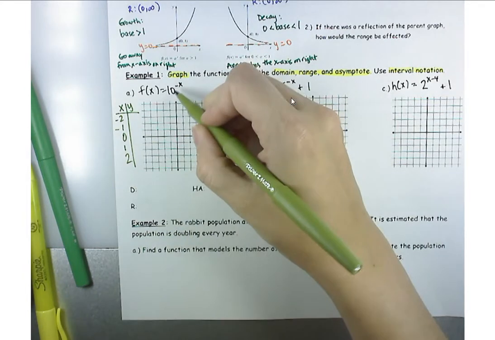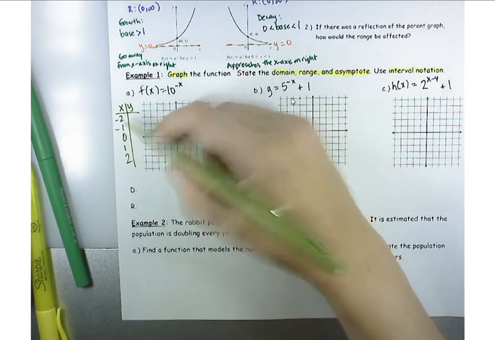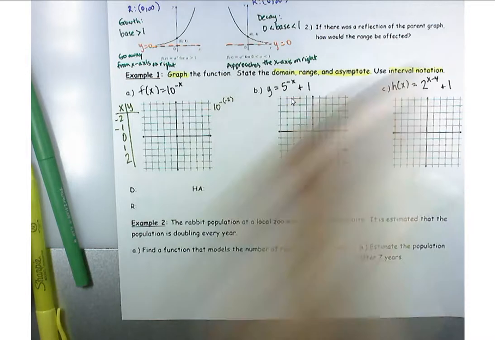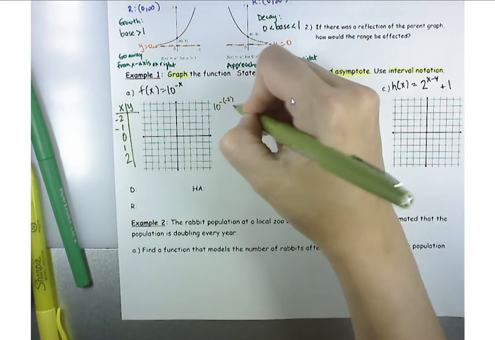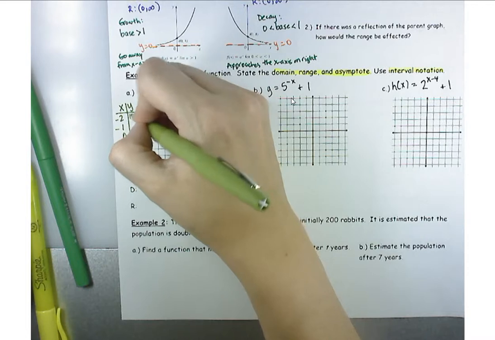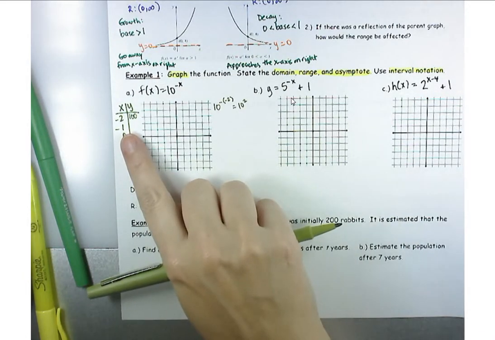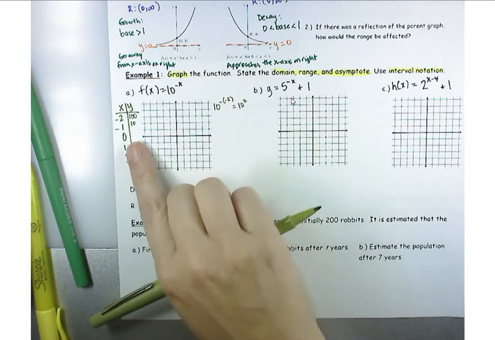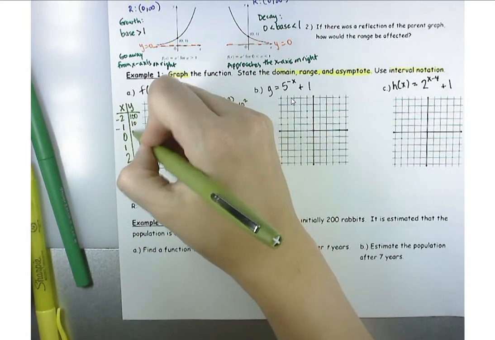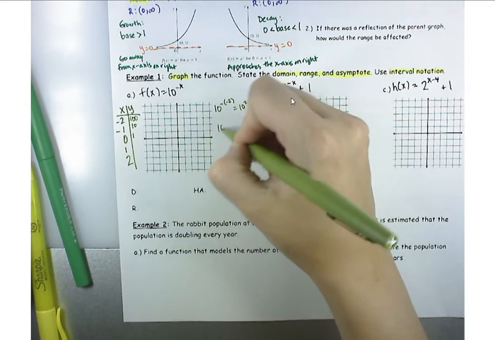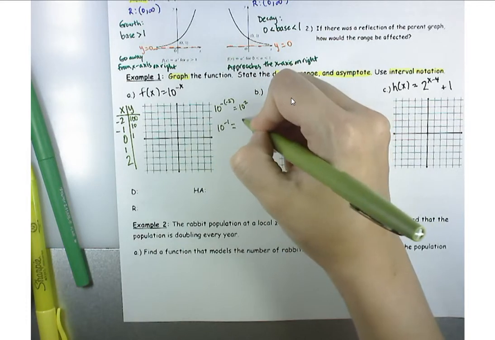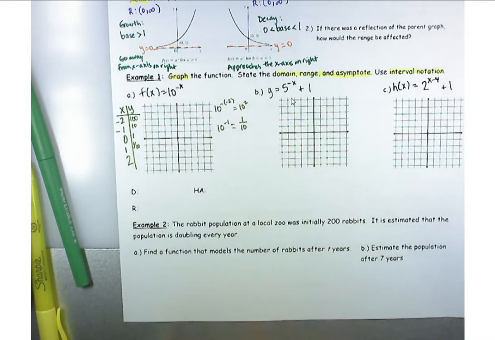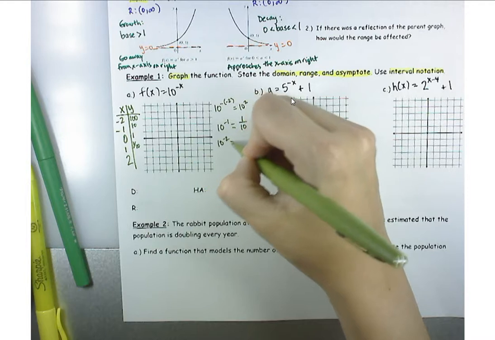So if I have 10 to the negative x, if I'm plugging in negative 2, this is like 10 to the second, which is what? 100. Which means for negative 1, this is really like 10 to the first, which is going to be 10. What's anything to the 0 power? 1. Okay, and then 10 to the negative first power, what's that going to be? Yeah, good, 1 over 10. Remember, if it's negative, it goes on the bottom. Okay, and then 10 to the negative 2 is 1 over 100. Good.